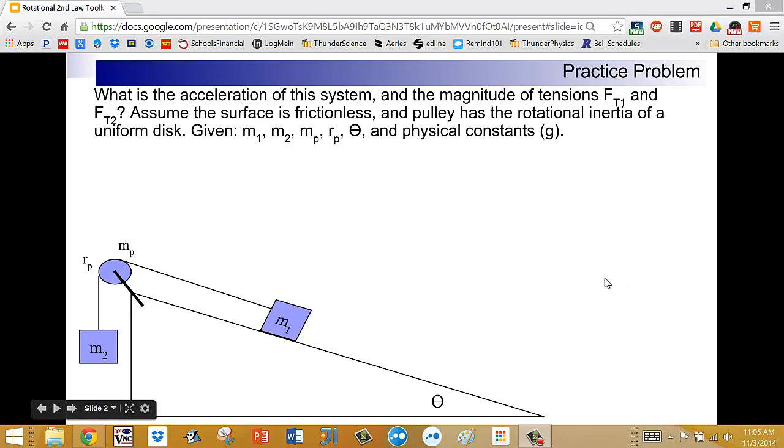So in this particular problem, it asks us what the acceleration of the system is and the magnitude of the tensions. We're going to assume that the surface is frictionless and the pulley has the rotational inertia of a uniform disk. We're given M1, M2, the mass of the pulley, the radius of the pulley, and the angle of incline theta, and we use any physical constants like the acceleration due to gravity g.